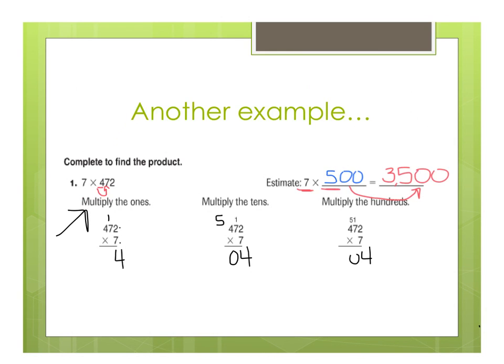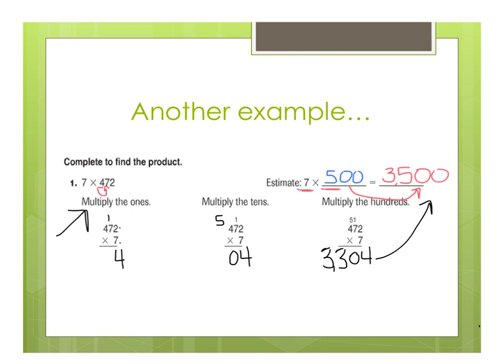Then I multiply the hundreds place. 7 times 4 is 28. Add that 5, which is 33. And my final product is 3,304. That's reasonable because it's close to my estimate of 3,500.